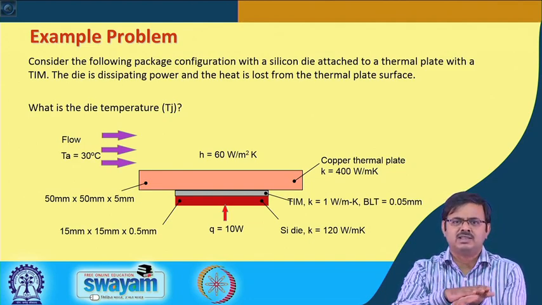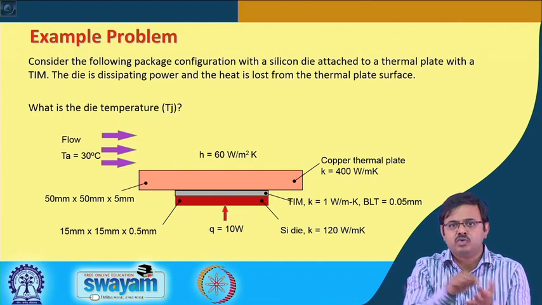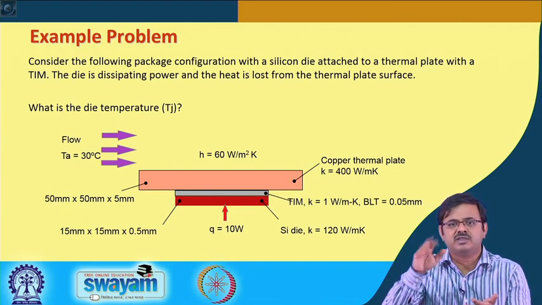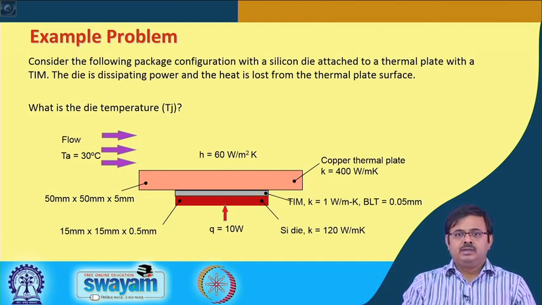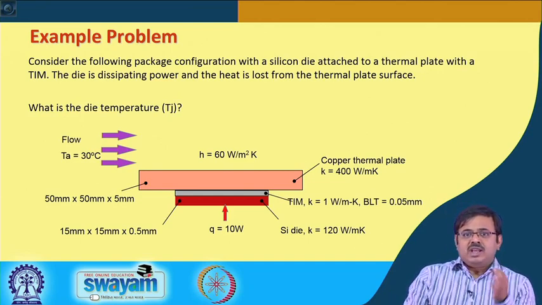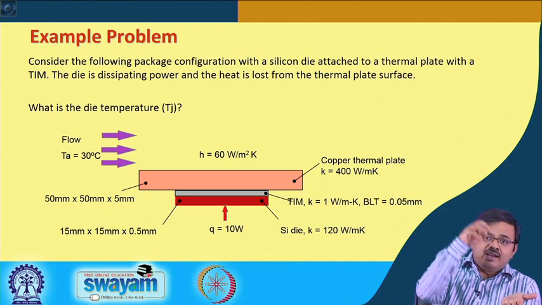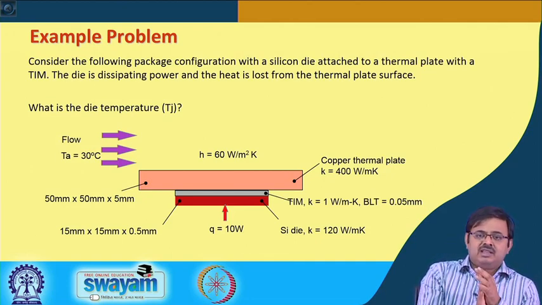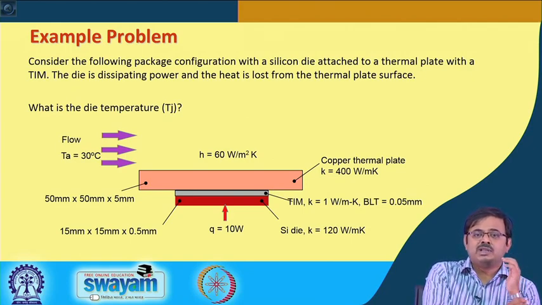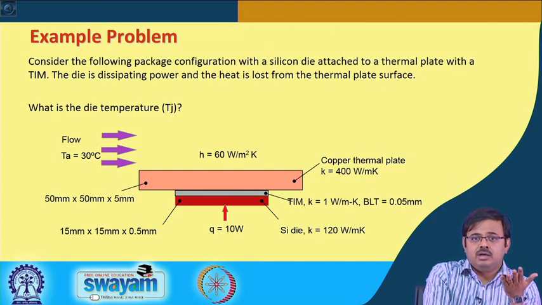Okay, these are two solids. If you do a surface profilometer, there is a lot of surface roughness. It is never absolutely smooth. So, there will be air voids, and air is one of the worst conductors. Air thermal conductivity is 0.026 watt per meter Kelvin at room temperature. Silicon is 120, copper is 400.